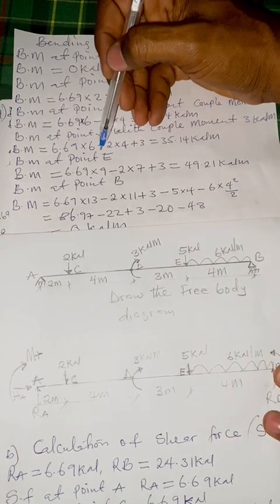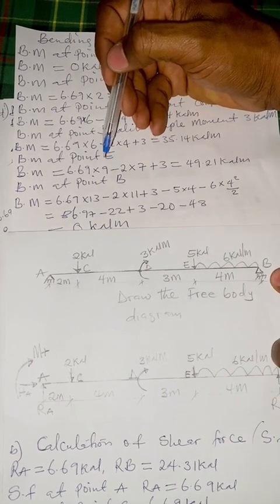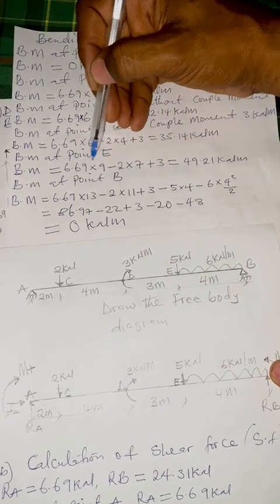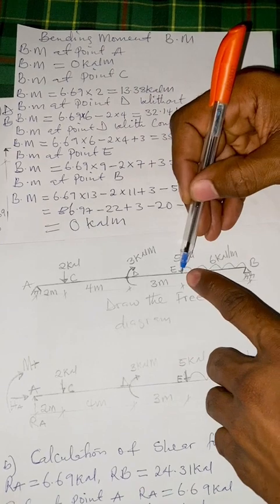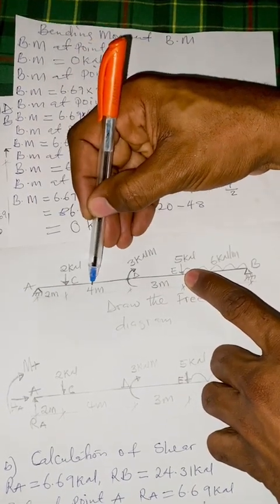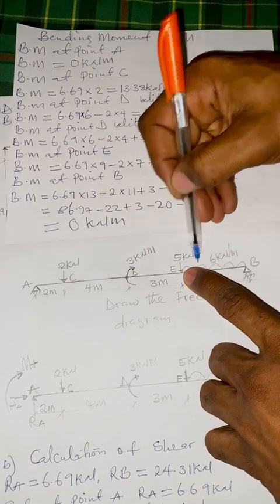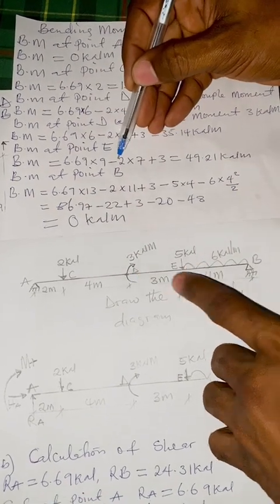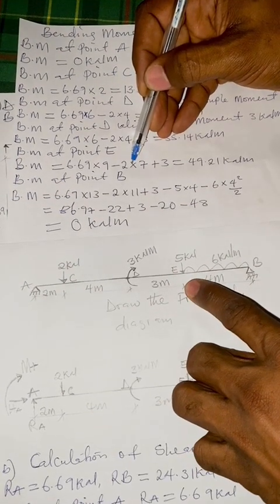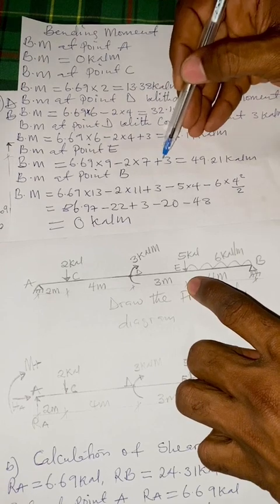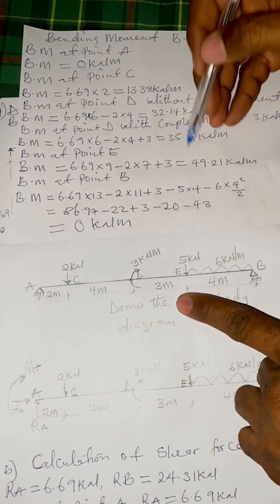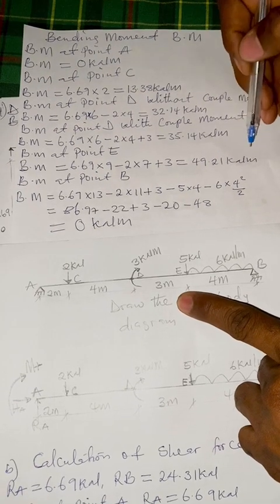Now at the second to last point, point E: 6.69 times 9. Why is it 9? You look at point E, from here to here is 9: 2 plus 6 plus 3 is 9. That is why it is 9. Then minus 2 times 7, because from C to this particular point is 7, plus our couple moment 3. Why is it plus? Because it is in the direction of the positive. This equals 49.21 kilonewton meter.